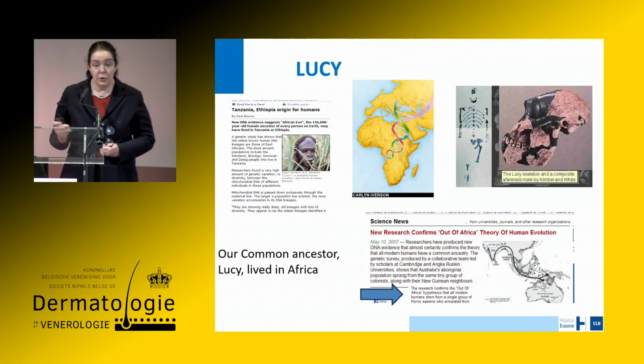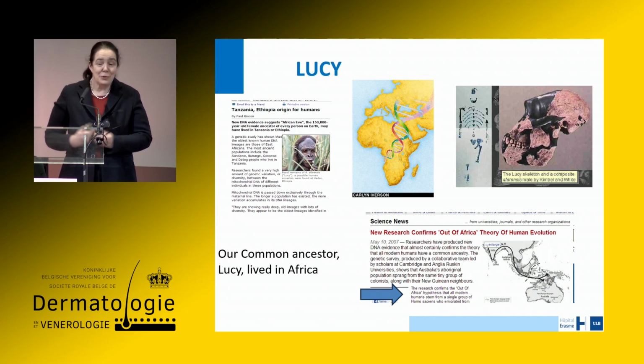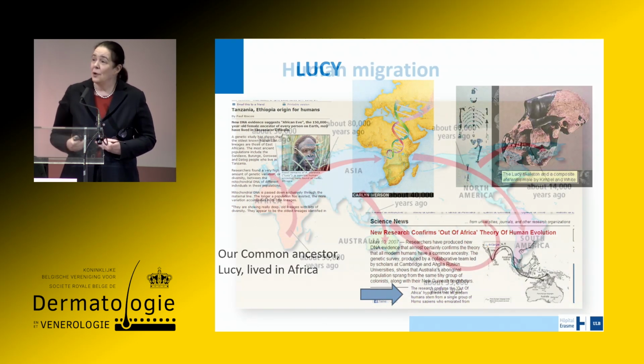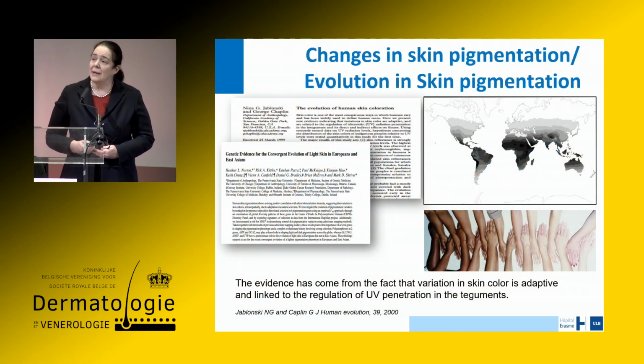We all originated in Africa, and you know the story about Lucy and our common ancestor. So it's interesting to know, for all the stories about ethnic skin, that finally we were all black. We were all black. We migrated through the world to Asia, to Europe, to Australia, and then we lost our pigmentation. And this is an adaptive process.